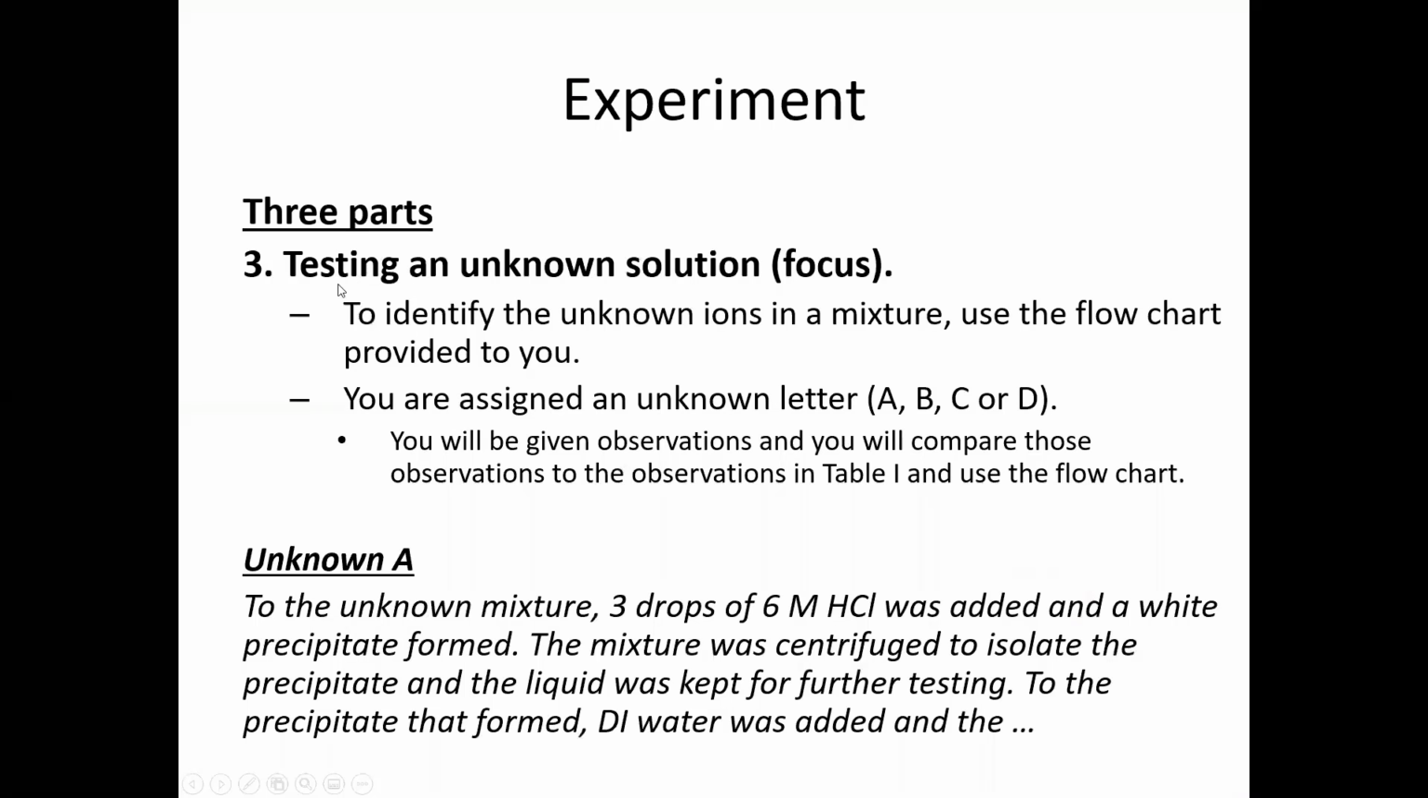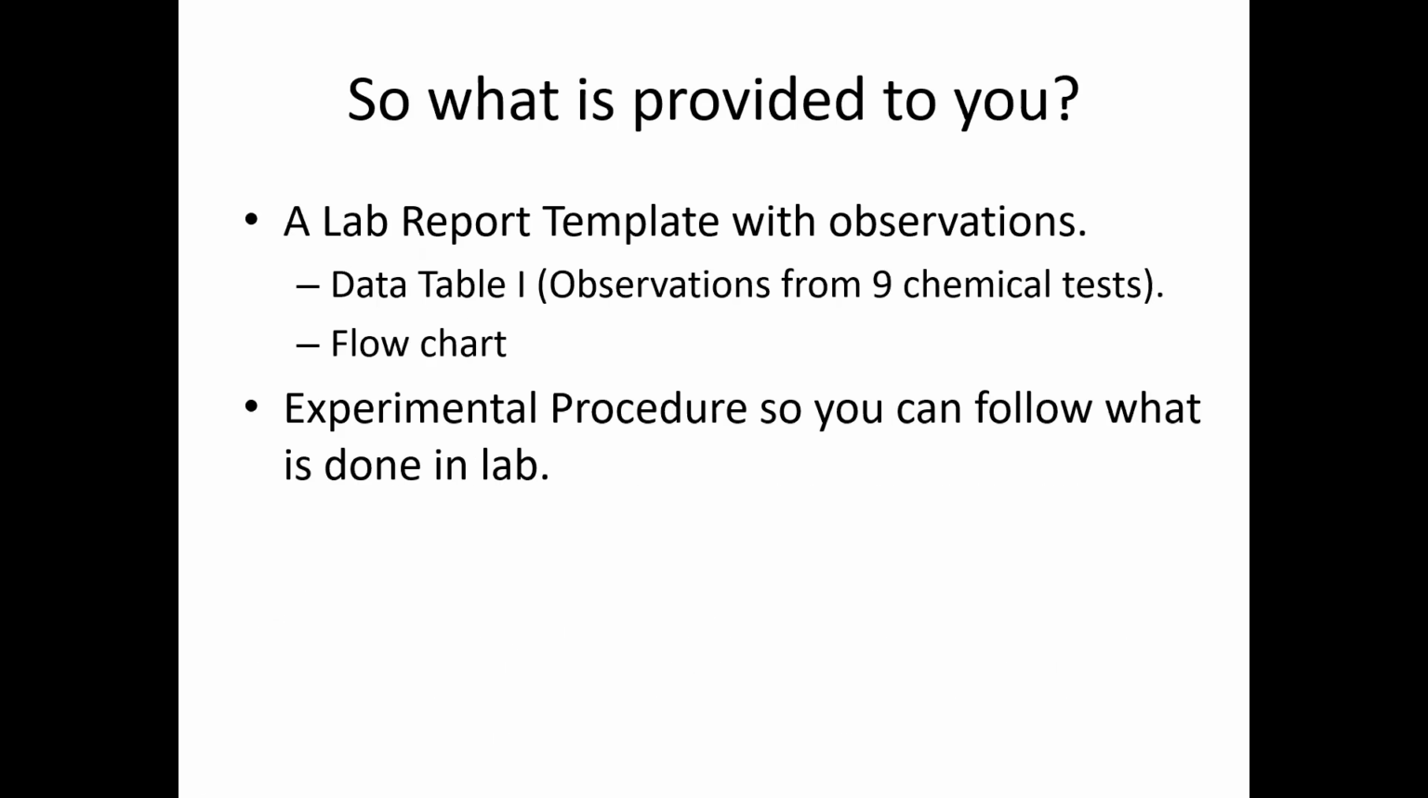The third part is to test an unknown solution. You will be provided with a description of observations, and you're assigned an unknown number, just as in the previous ion analysis experiment. Just use the same letter you were assigned before, and based on the observations, you need to determine what kind of cations are in that solution. It's just the same.